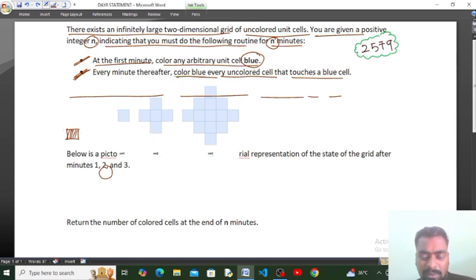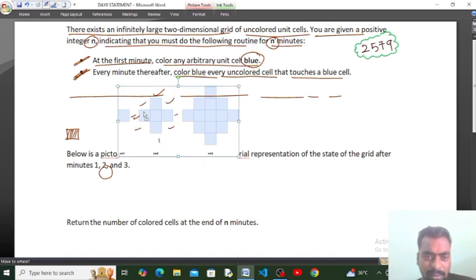For n is equal to 3, this side, this side, this side and this side, you can color in this way. So for n is equal to 3, after the third minute our diagram will be like this. Total 13 cells we can color after 3 minutes. For n is equal to 2 we can color 5 cells, and for n is equal to 1 we can color only 1 cell.